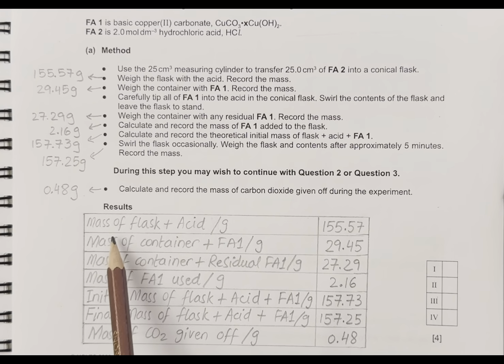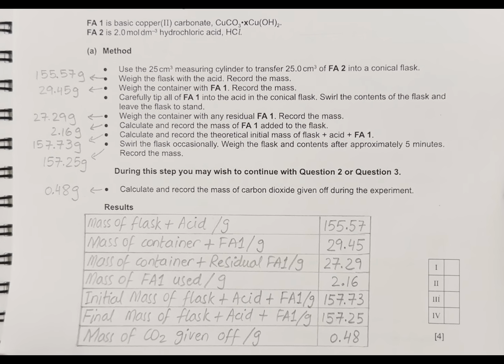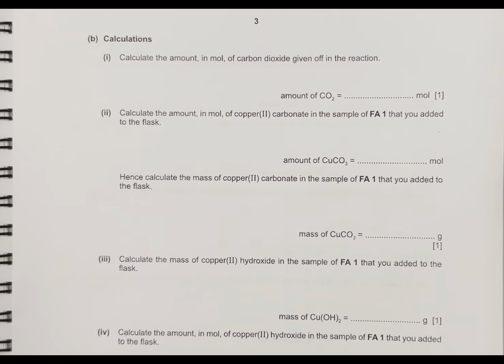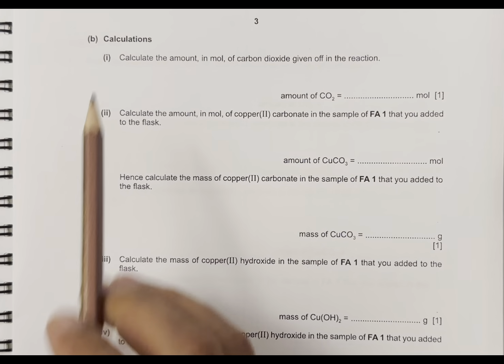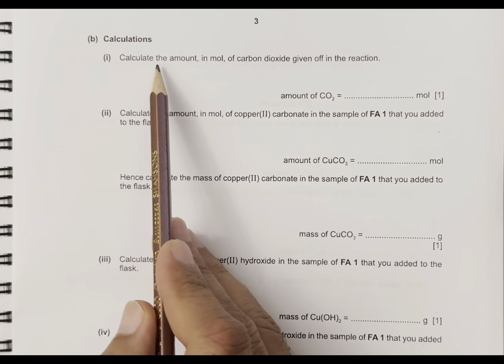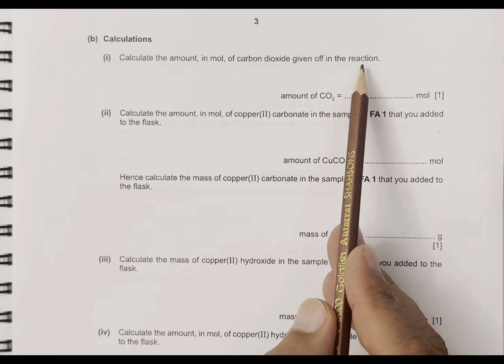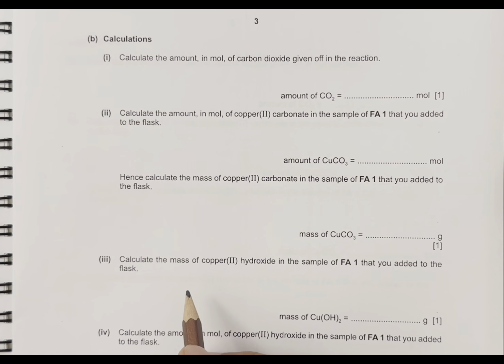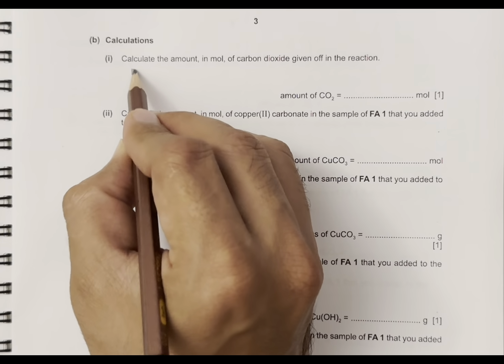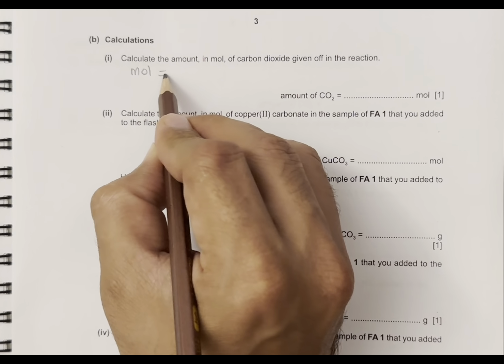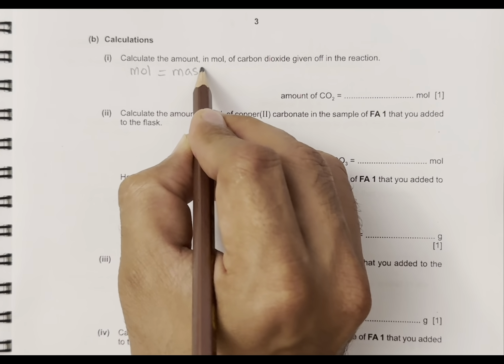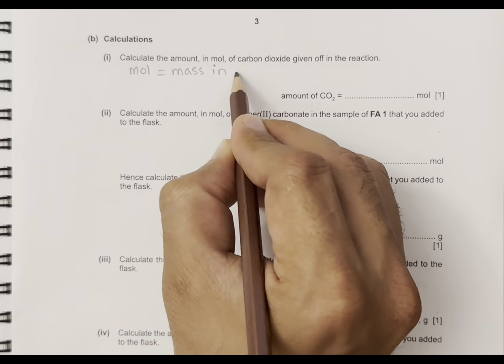So all the masses are recorded in a proper table here. And now move on to the next part, which says part B, calculations. Calculate the amount in moles of carbon dioxide given off in the reaction. Now to calculate the moles, we have a formula: moles is equal to mass in gram divided by Mr.